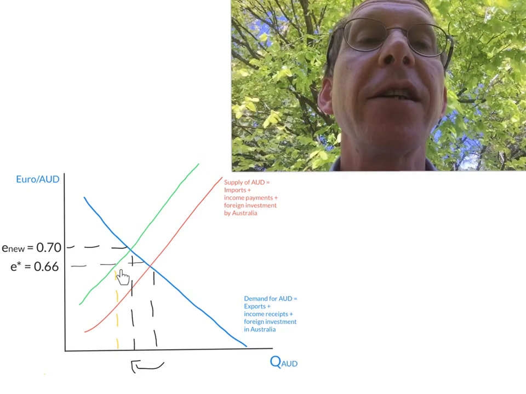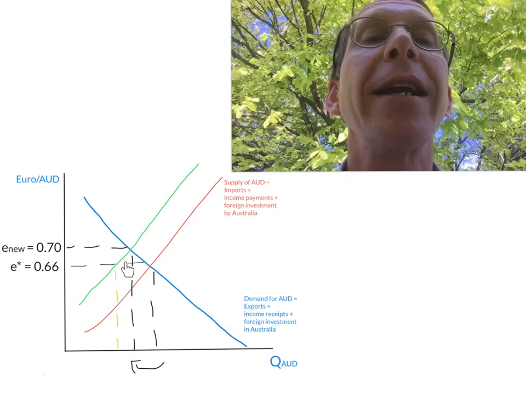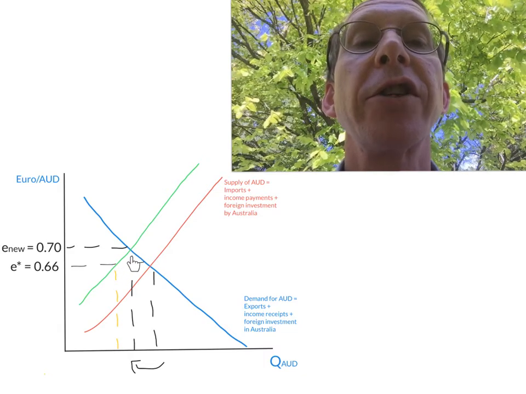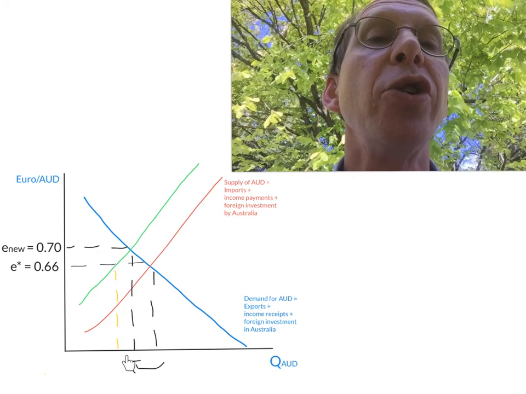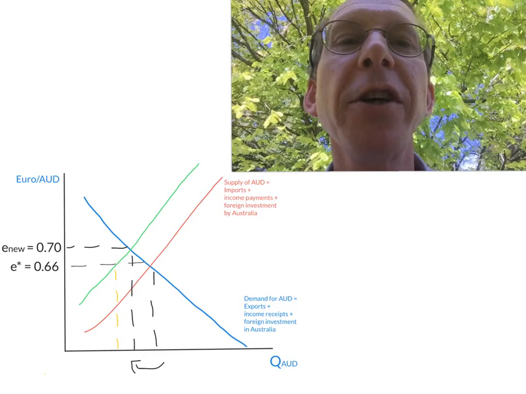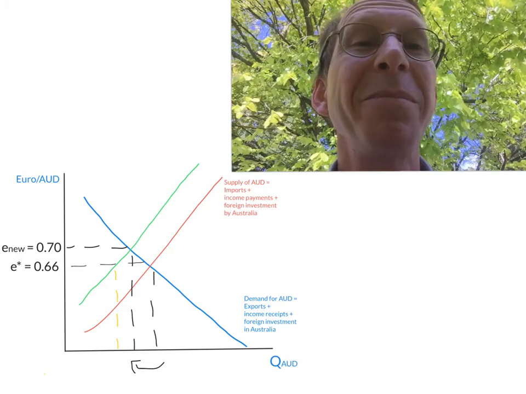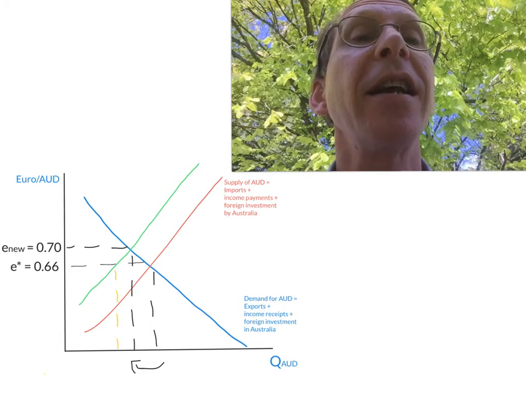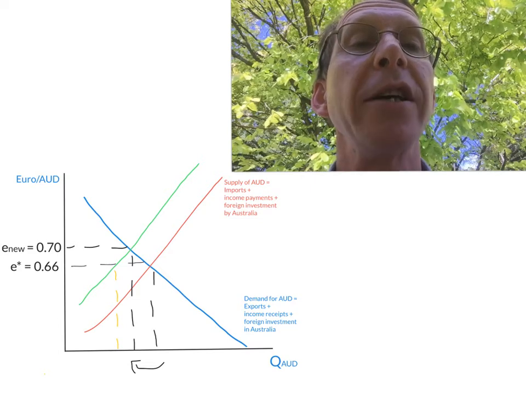The third effect is that there's been a movement along that new green supply curve, or an increase in the quantity of Australian dollars supplied. That reflects that at the new higher exchange rate, imports have become cheaper. So some of those people who said, let's buy local, perhaps they've changed their mind as they see that, in fact, imports have dropped in price and look pretty attractive.